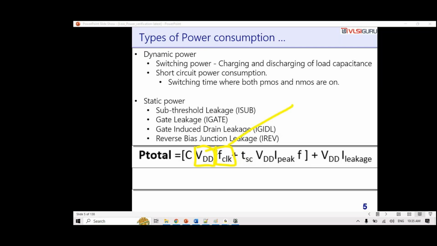You can scale down the frequency, which will reduce the dynamic power. You can scale down the voltage, which will also reduce the dynamic power consumption. What is the other thing I can do? Entirely do the power gating. When you do power gating, what happens? There is no VDD, so the entire thing becomes zero. So this is one more thing that we could use.